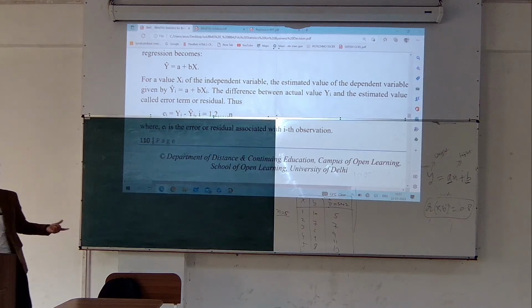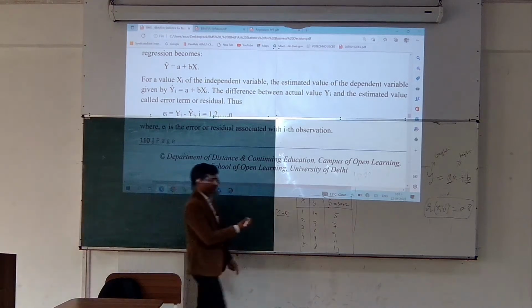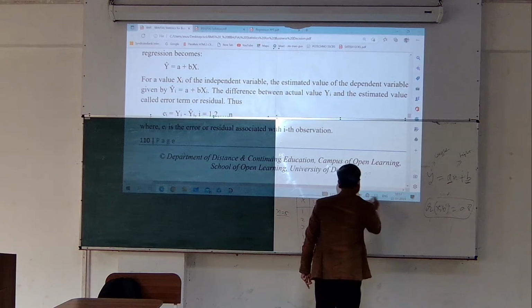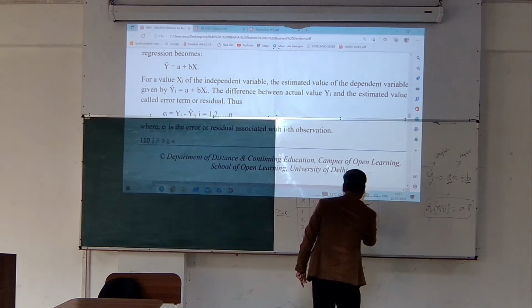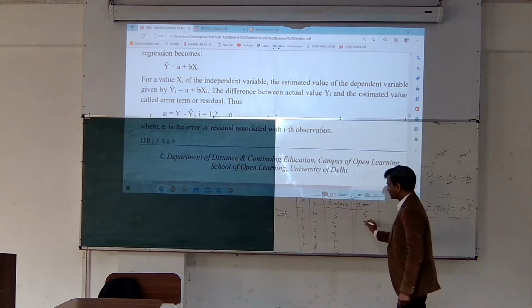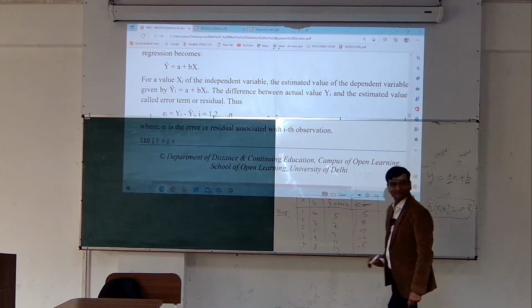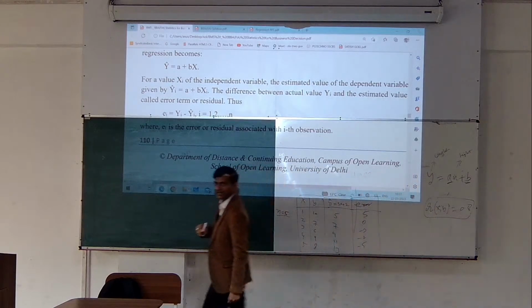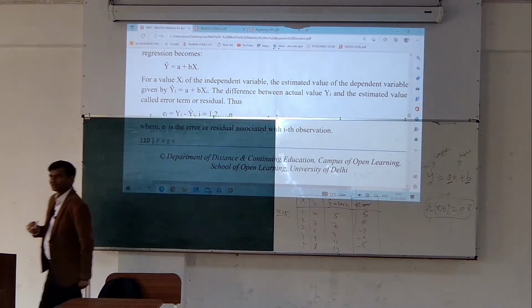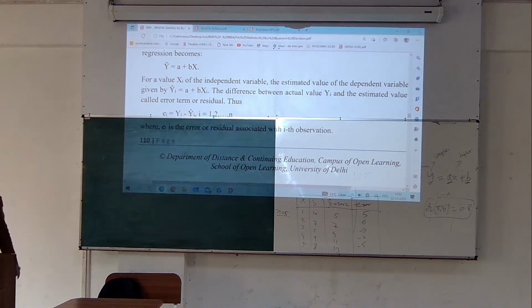Now what is my aim? My aim is to reduce this gap. You can see now the errors: here you have 5, here 0, here minus 3, here minus 2, here minus 5. This is my error. I want this total error to be minimum. If I add this total error, this should be minimum.